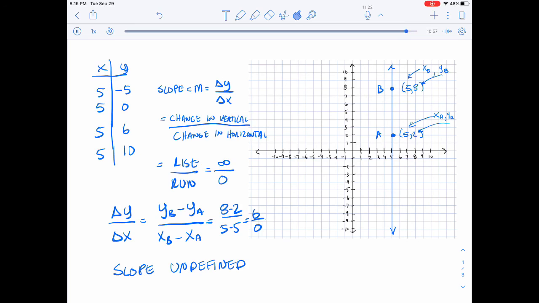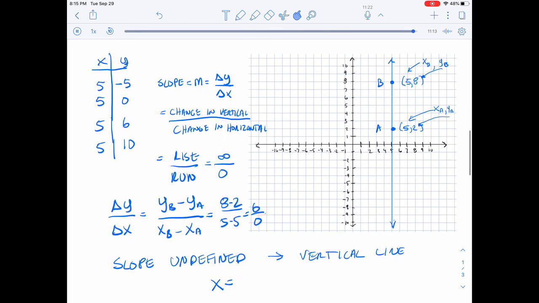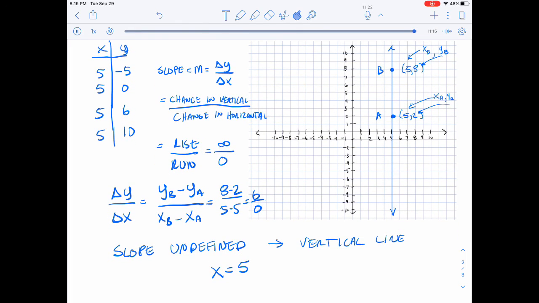Every vertical line has a slope that is undefined. And we can write the equation for this line as x is equal to 5. In other words, regardless of what value y is, x is always going to equal 5.